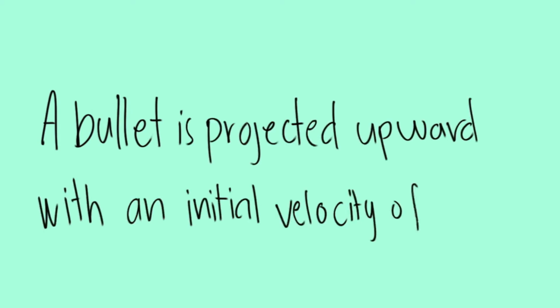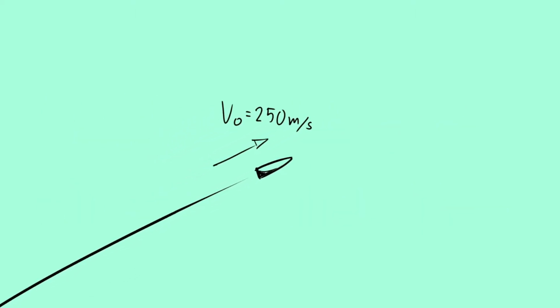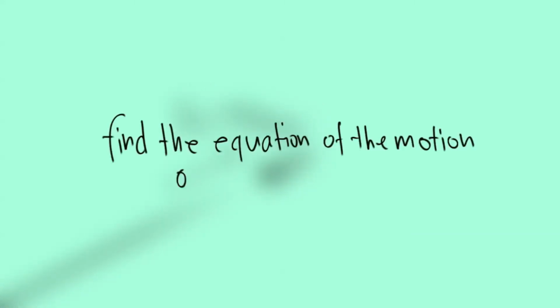A bullet is projected upward with an initial velocity of 250 meters per second. First, we must find the equation of motion of the bullet.